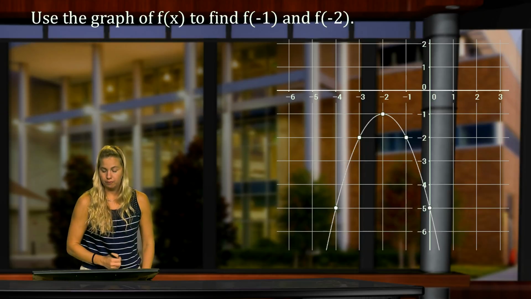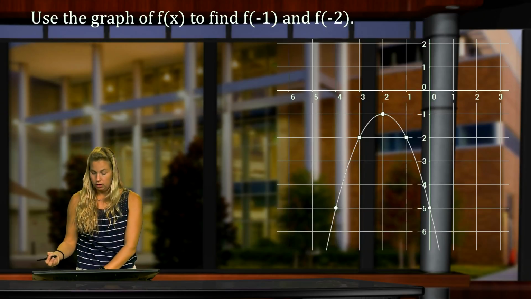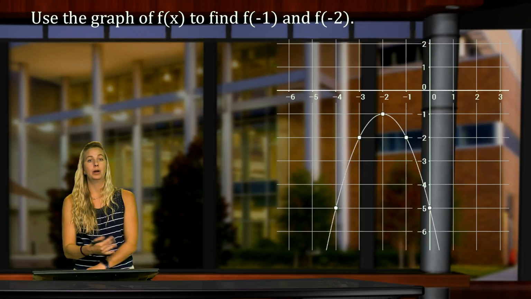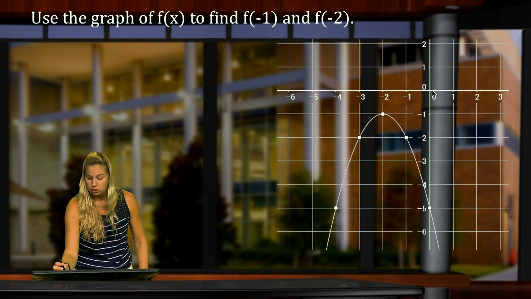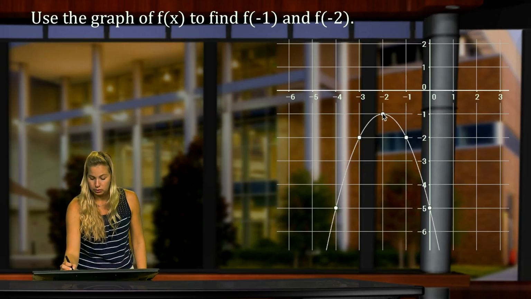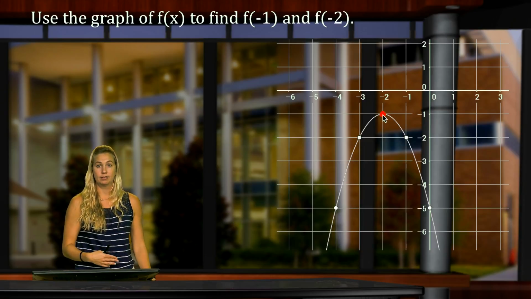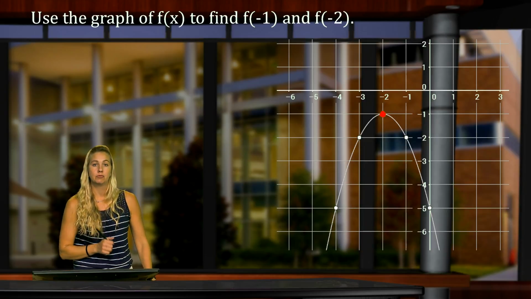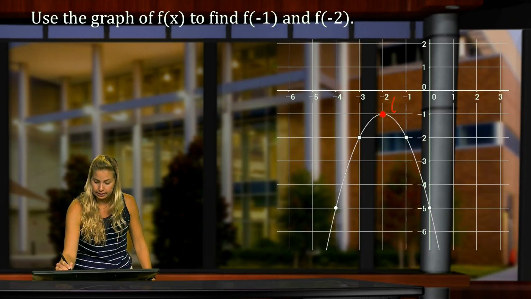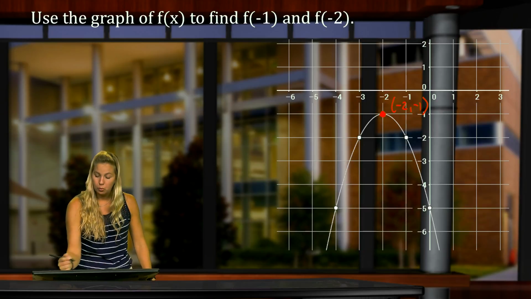Okay, so when I'm looking for f of negative 2, they want to know what is the y value when x equals negative 2. So going back to my graph, here's x equals negative 2, and I want to come down to the point on the graph that has that x value. You can see I've highlighted it in red on the screen. The ordered pair here is negative 2, negative 1.